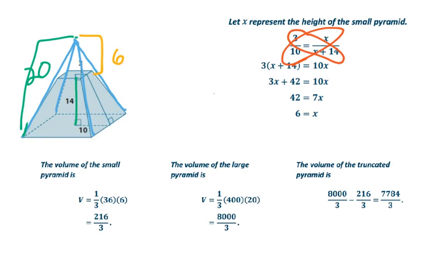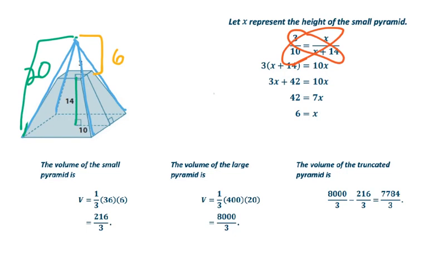Now the large pyramid, again, we're imagining all of this because of course we don't actually see it because things were chopped off. But for the large pyramid, we have 20 times 20, so that's going to give me the 400. We have a height of 20, we just figured that out here, right? We're going to multiply all of those together and we have 8,000 over 3.